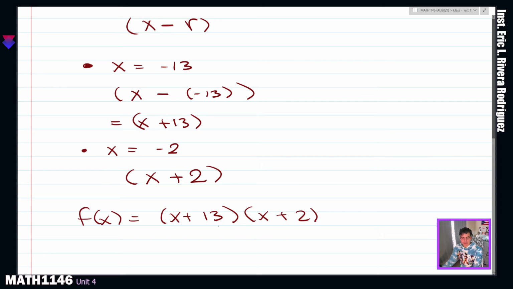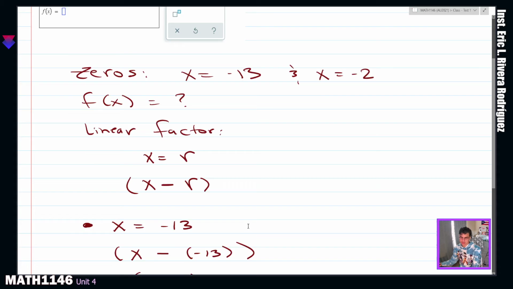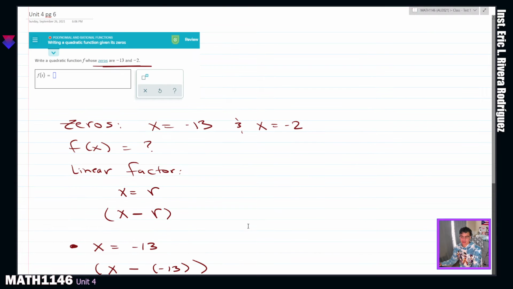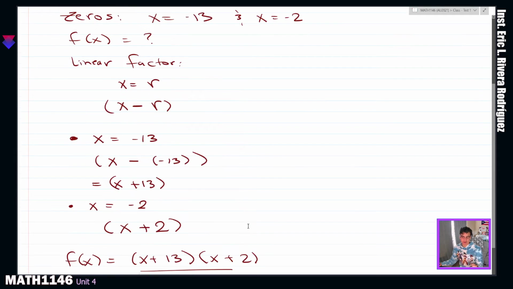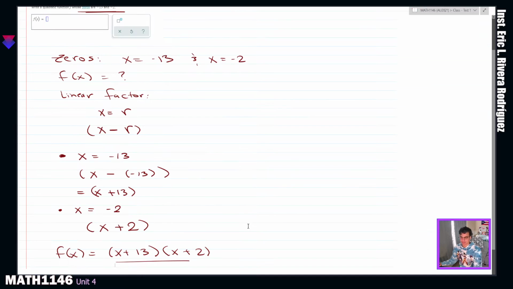Yes, you can go and multiply everything out, but the exercise is not asking for multiplying them together. So that is the equation. If you multiply this, you are going to see that you get a quadratic equation. But that's how you construct the equation of this function using its zeros. You turn those zeros into linear factors, and then you multiply them together. Here is the written work for that exercise.